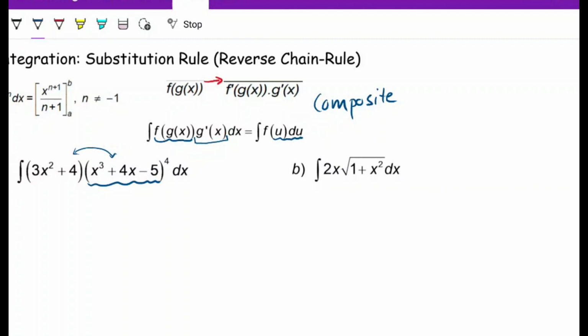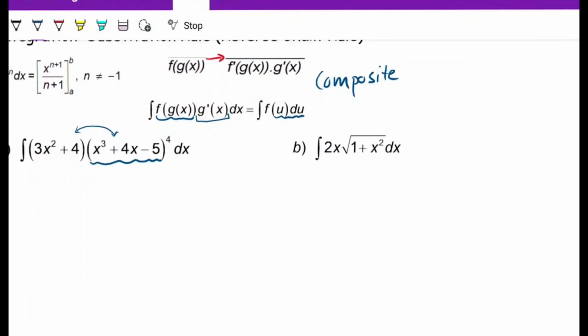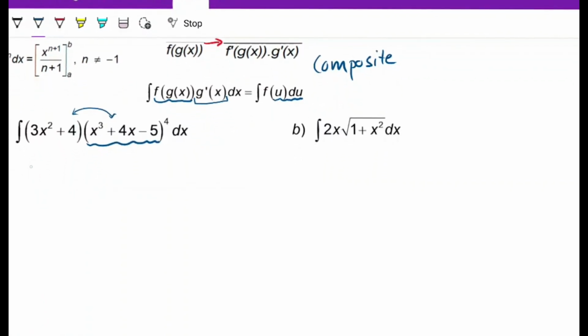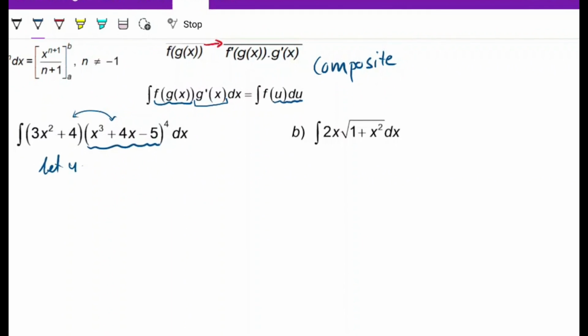To make our jobs a little bit easier, we introduce a substitution. Mainly we'll call this a U substitution, because that's what a lot of the literature uses. So let us go back to this. You will let U equal this expression, which is raised to the power 4 in the big polynomial. So U equals x to the 3 plus 4x minus 5. Then we'll take the derivative of U with respect to x, so this becomes du over dx, and the derivative gives us 3x squared plus 4.